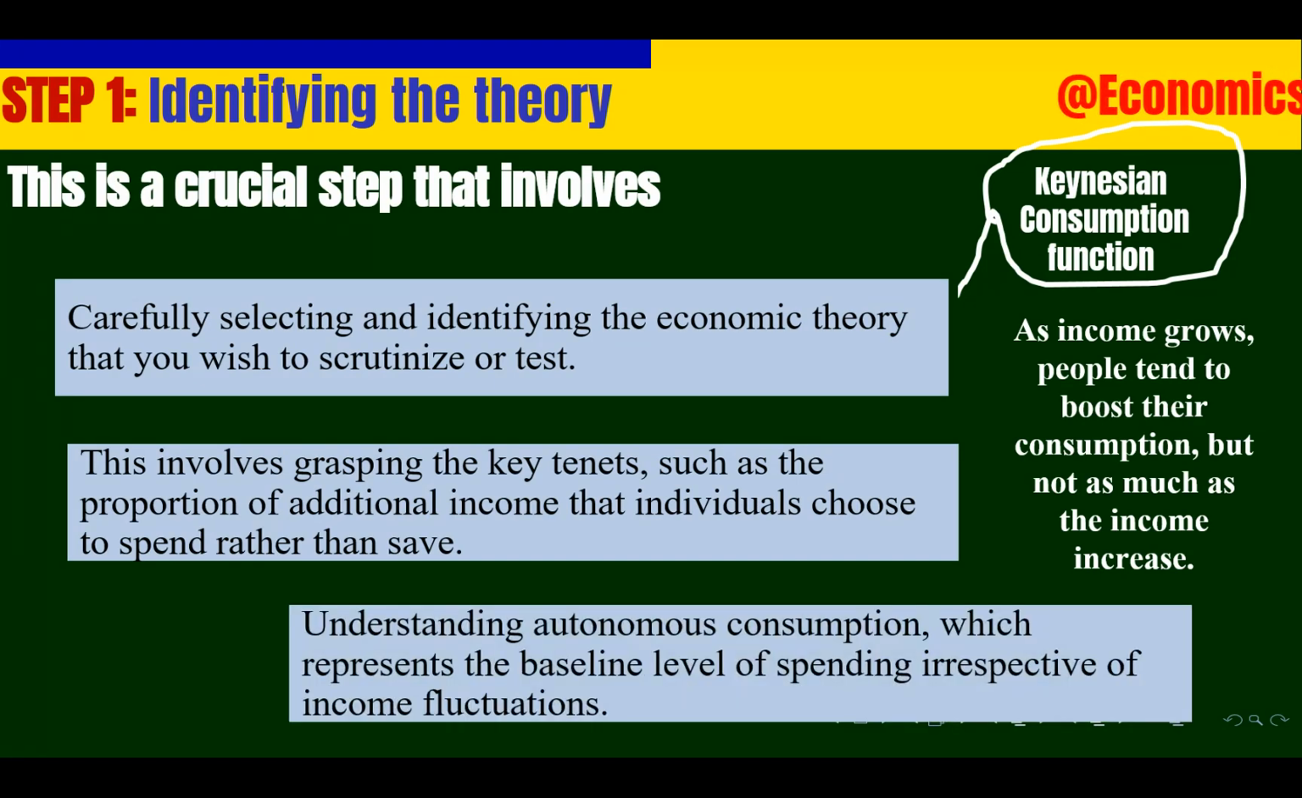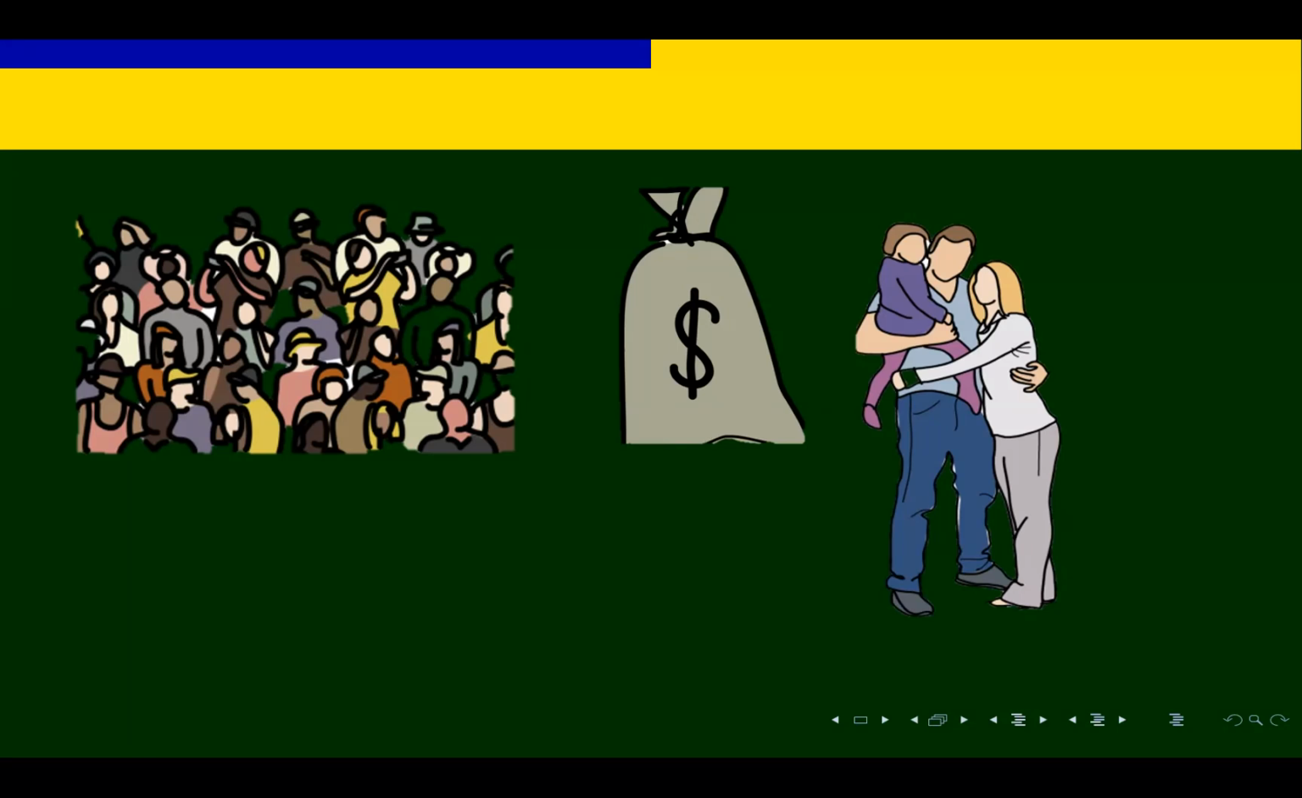Additionally, understanding the concept of autonomous consumption, which represents the baseline level of spending irrespective of income fluctuations, becomes pivotal. As you embark on this intellectual journey, consider envisioning hypothetical scenarios and real-world examples that align with the Keynesian consumption function. Visualize the economic agents, whether individuals or households, making decisions in response to changes in their income levels. Picture the dynamic interplay between income growth and consumption patterns, where individuals exhibit a propensity to amplify their spending but not at a 1-to-1 ratio with the increase in income.